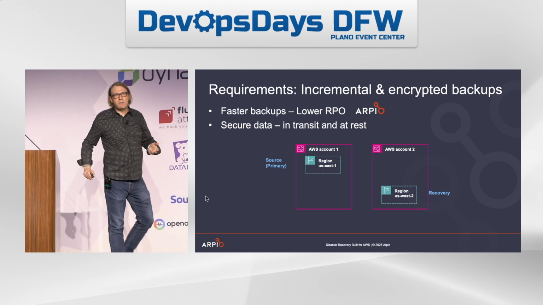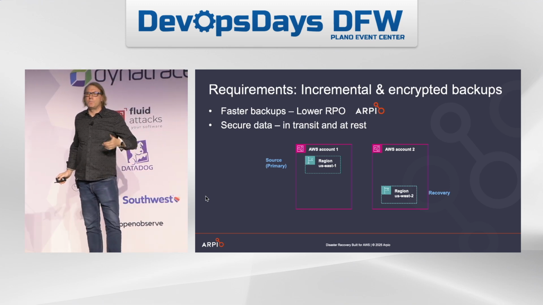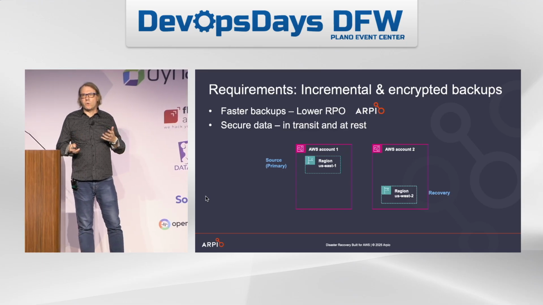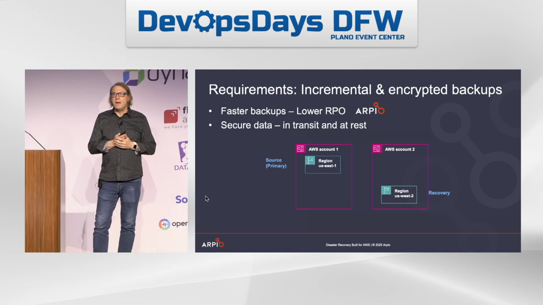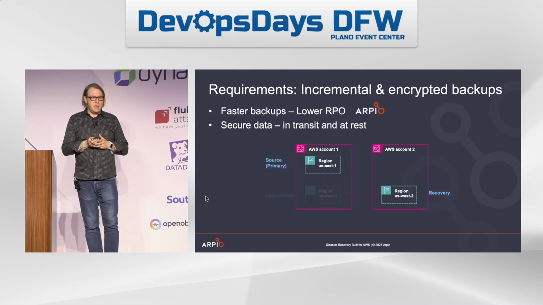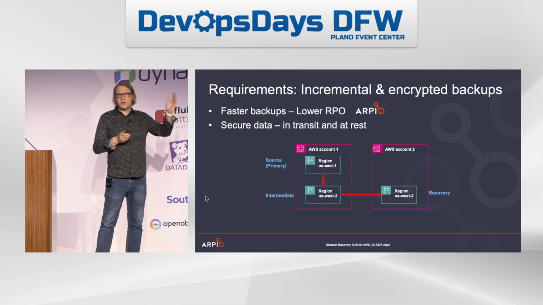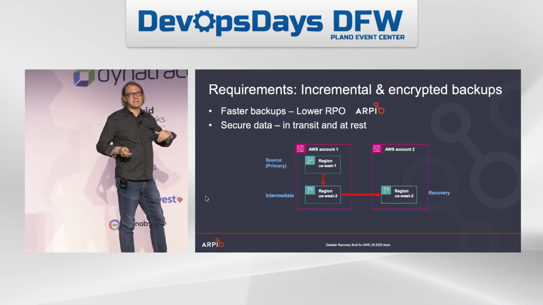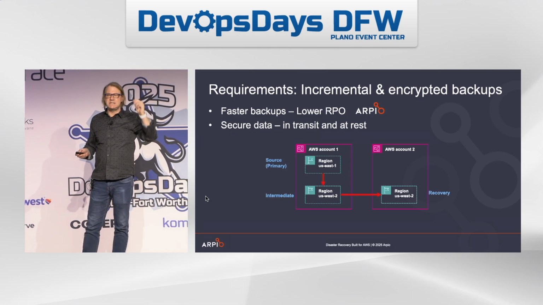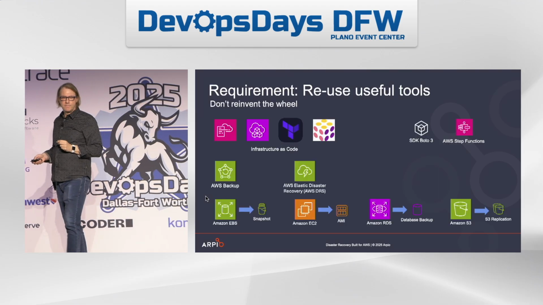And we want secure, and we want the encryption because we want our data to be secure both in transit and at rest. So in this diagram here, you see again this cross-account, cross-region that I've been talking about. Now it turns out for many different data types, especially in the AWS ecosystem, you actually can't go straight cross-region, cross-account. You actually have to go through an intermediate step. So we need this incremental backup and encryption to actually work across these multiple steps.